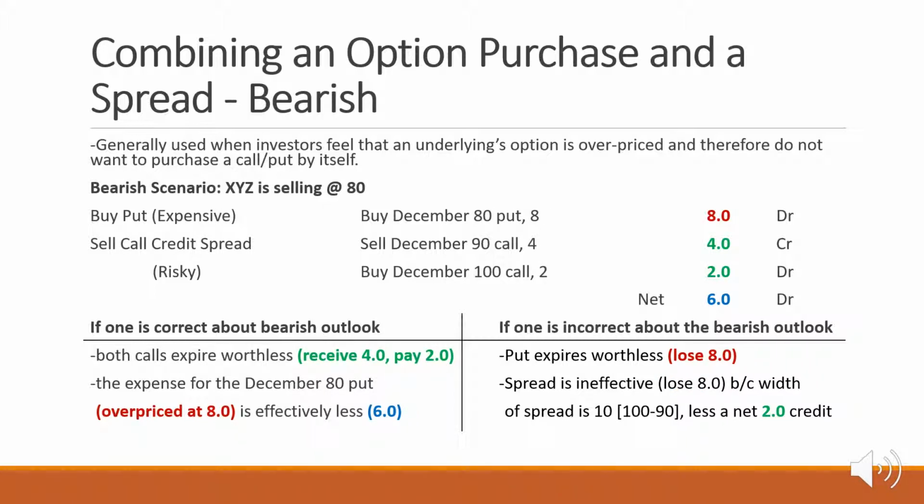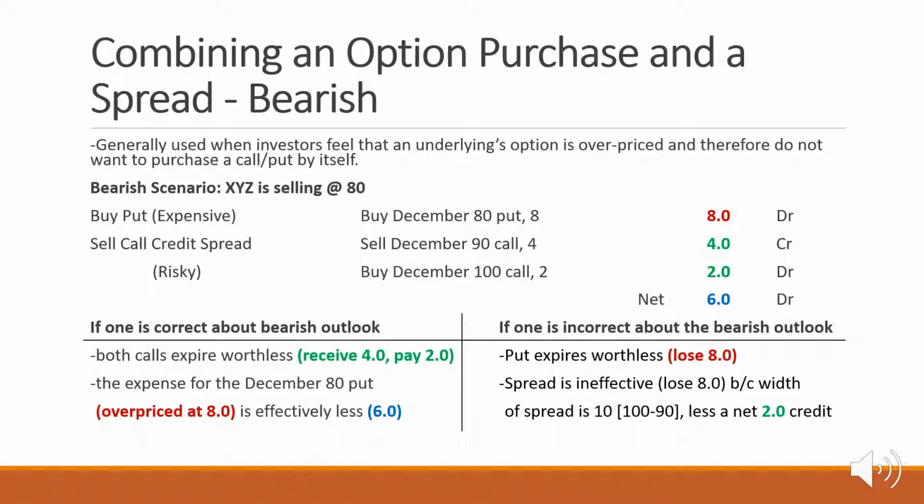Combining an option purchase and a spread, a bearish scenario. Again, this is generally used when investors feel that an underlying option is overpriced and therefore they do not want to purchase the call or put outright. In this bearish scenario, XYZ is selling at 80 and the investor is wishing to purchase a put that is valued at 8, which is expensive.